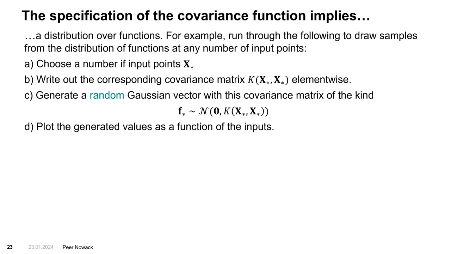And there's a recipe, which I took from Rasmussen and Williams, where you first have to define your input points at which you want to evaluate the covariance matrix, and you can write this out. Then you can use this distribution of covariances to draw samples at random, to create, for the inputs x star, a Gaussian vector f star, representing values randomly drawn from that distribution. And then you can plot those generated values as a function of these inputs x.